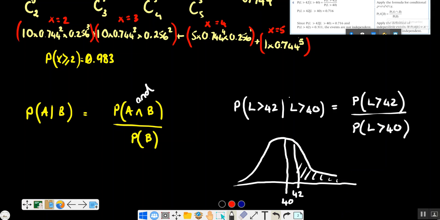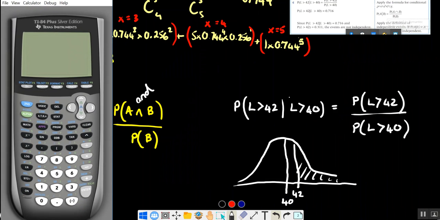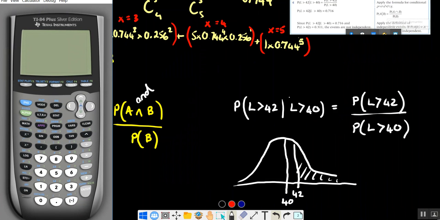So really, there's not much more to this. We've got our calculator. What do we use, binomial or normal? It's normal, because what was special about the binomial bit of it? So I can recognize it.